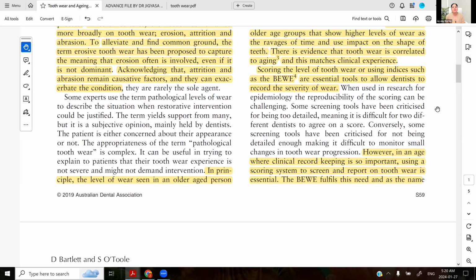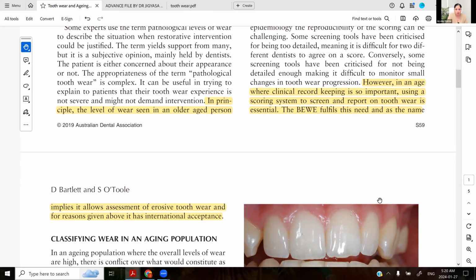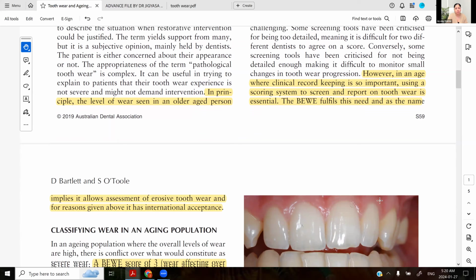So scoring the level of tooth wear is also another important factor, keeping a record of how it is progressing. And even when the patient is first presenting to you, when you score the wear, you get to assess what kind of treatment is needed and whether an immediate restorative requirement is there or not, right? So it will help you in understanding the severity of wear. In an age where clinical record keeping is so important, using a scoring system to keep the record, to screen, and to report tooth wear is essential.